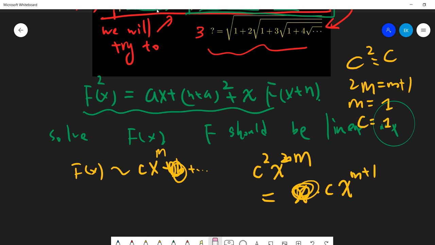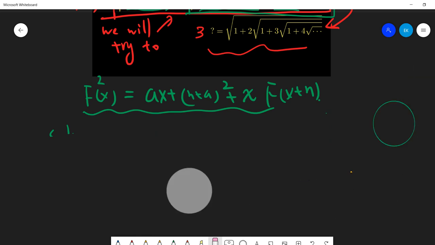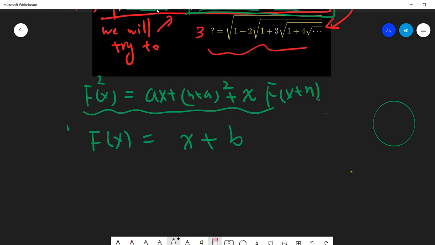This tells you that the good answer for f of x should be x plus something. So f of x should be x plus, let's say, b. What else can we do? We can only plug in. So you get x squared plus 2bx plus b squared equals ax plus n plus a squared plus x plus n plus b.